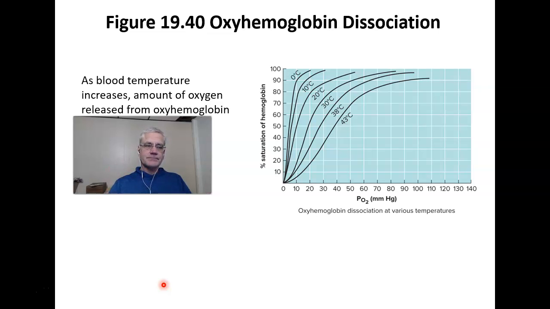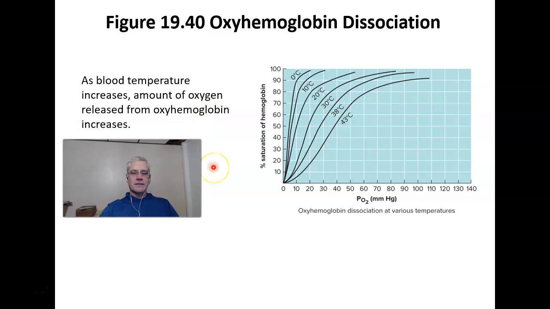Situation 3. As blood temperature increases, the amount of oxygen released from oxyhemoglobin increases. Okay, again, working muscles. Now this is just the easiest situation to explain. Of course, this happens anywhere in the body where temperature increases, but it's easiest to understand when you're talking about muscles, because muscles generate their own heat as they're metabolizing ATP. And so you can easily see how it would increase the temperature of the muscle. And again, another right shift.